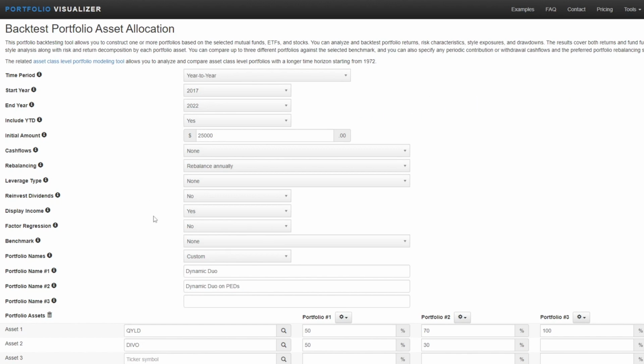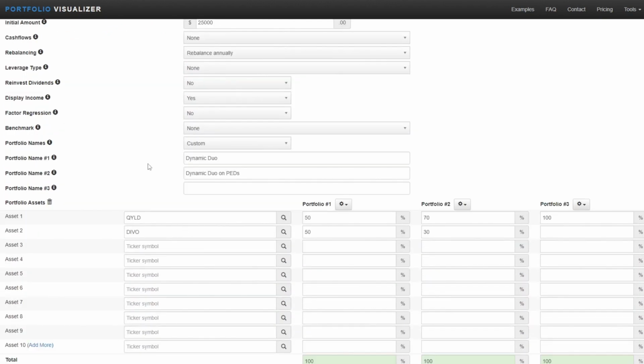Now, we are going to have two portfolios. We're going to have the dynamic duo, and we're going to have the dynamic duo on PEDs. And then portfolio 3 is just going to be 100% QYLD because some people believe that you can just have QYLD and collect the dividends and be fine. I don't agree with that. I believe in diversification, which is why we're making this video.